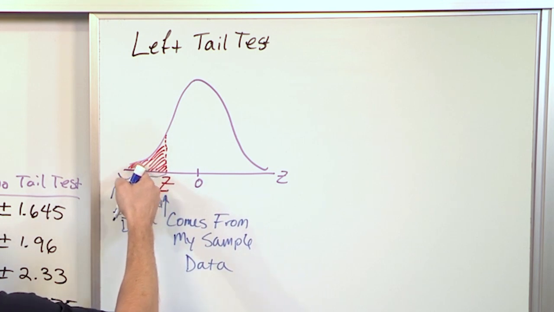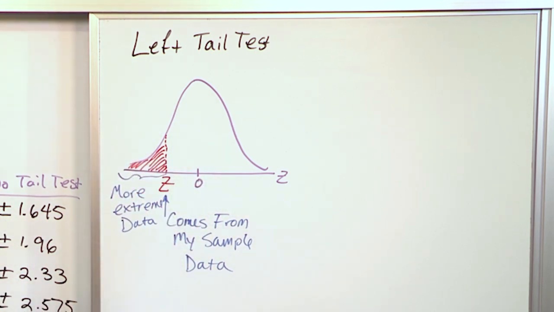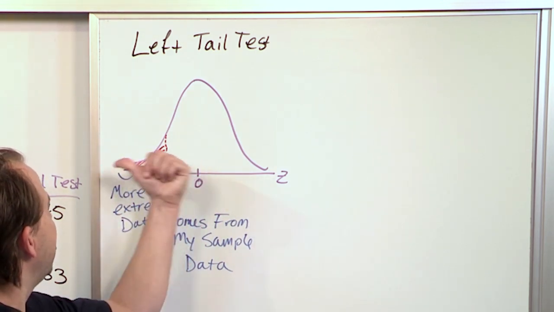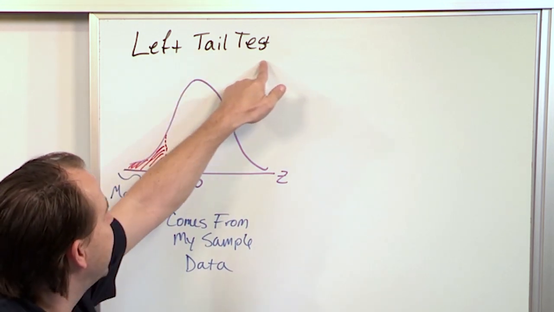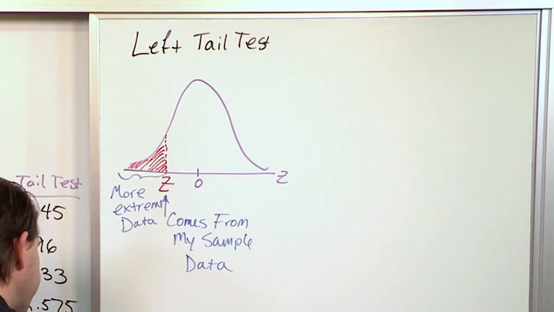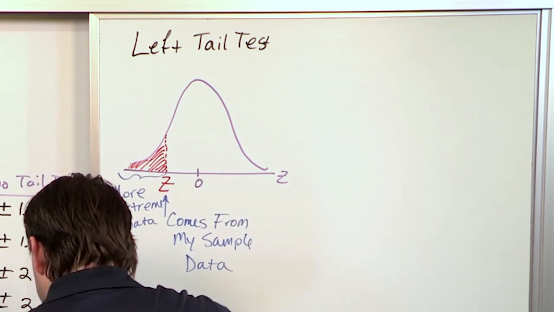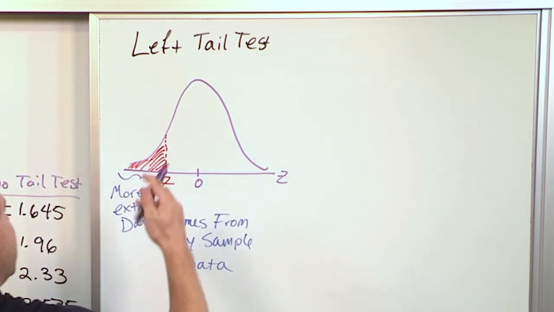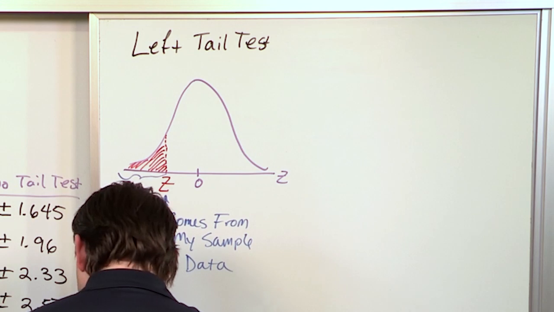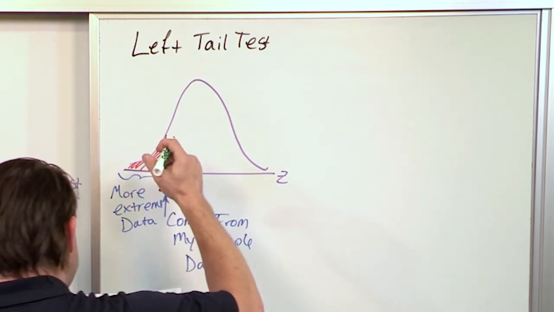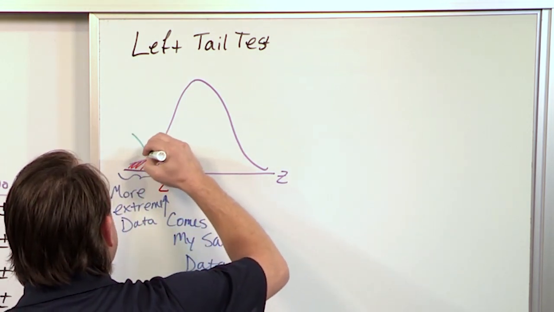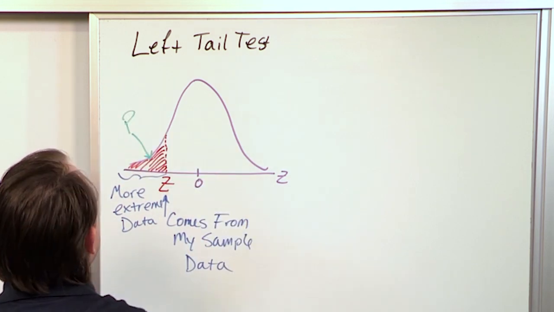All of these possible values of z to the left are more extreme than this one. And the reason I'm counting to the left as being more extreme is because this is a left tail test. All right. So the bottom line is the p-value is, well, let me switch over to green. The p-value is this area that's shaded right here, right?